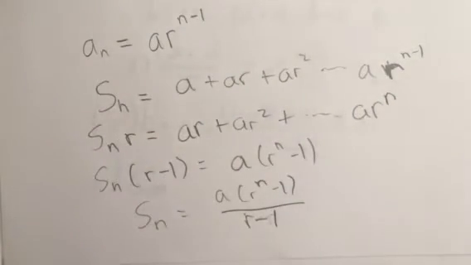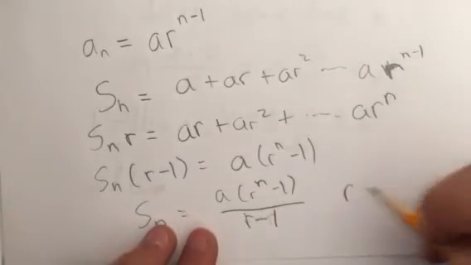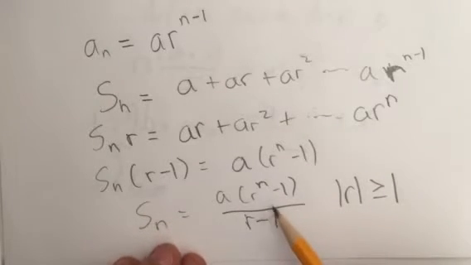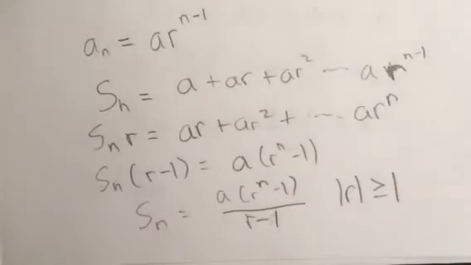Okay. Now, what's interesting is if the absolute value of r is greater than or equal to 1, then what's going to happen to this? This is going to go to infinity. So the sum is going to go to infinity, or diverge. It's not going to go to a set value.